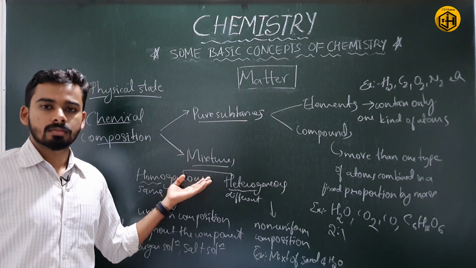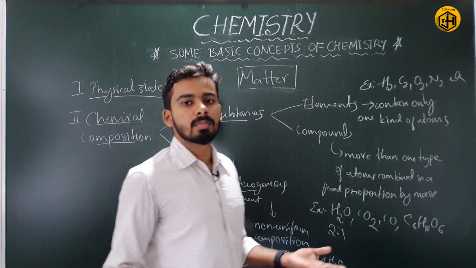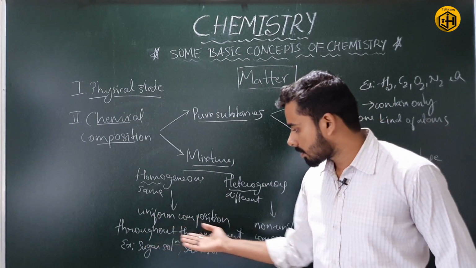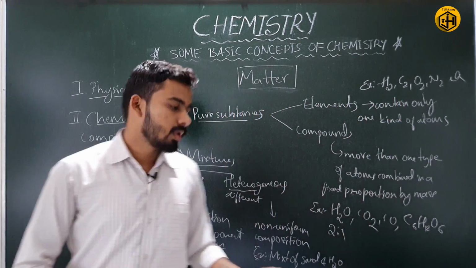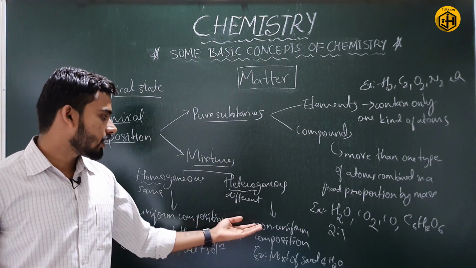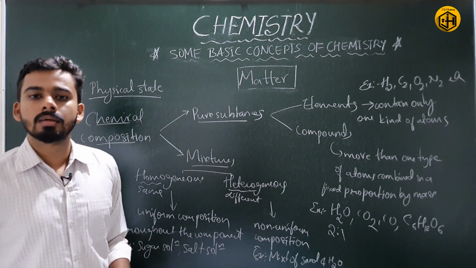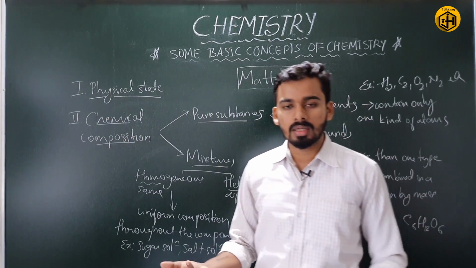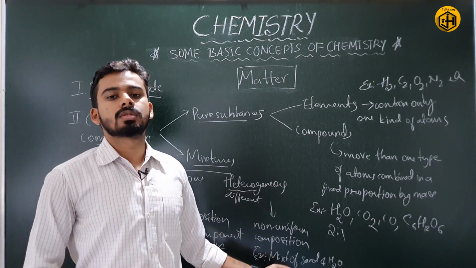Here, mixtures are again classified into two types: homogeneous and heterogeneous. As the name itself indicates, homogeneous means the type of mixtures in which the constituent particles have uniform composition throughout. Example: sugar solution, salt solution. You cannot easily differentiate between the particles. But heterogeneous mixtures have non-uniform composition throughout the mixture. You can easily separate them either by hand picking or by crystallization or chromatography or any other method. You can easily separate a mixture of sand and water.